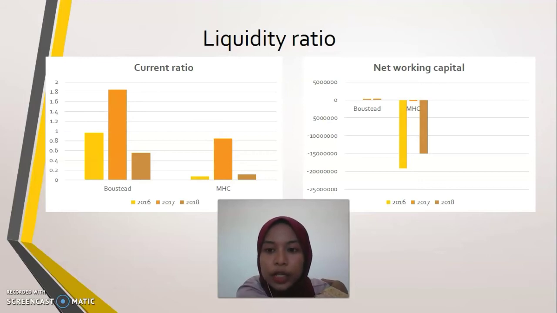So moving on to the net working capital ratio. This ratio helps to measure the company's ability to pay the current liabilities with its current asset. The positive value indicates the company can afford to pay current liabilities and still have a balance of current asset to grow operation, while the negative value means the current asset is not enough to pay the current liability.